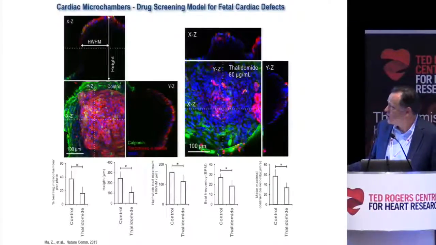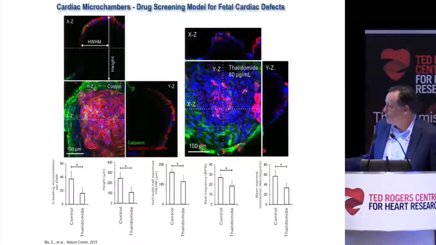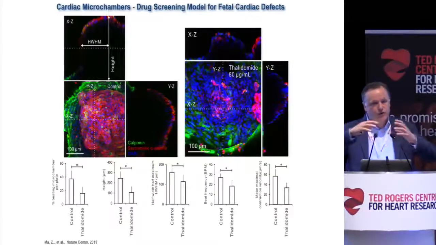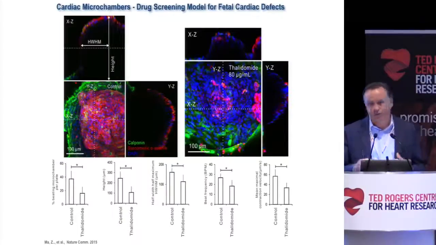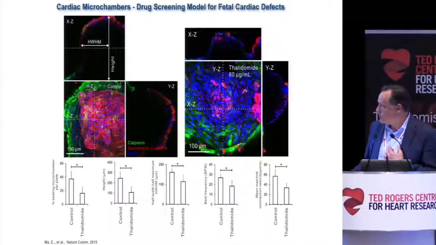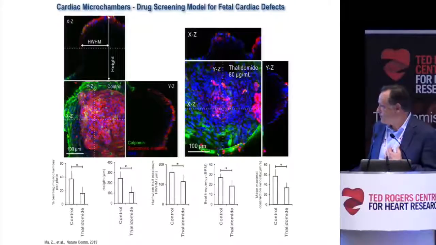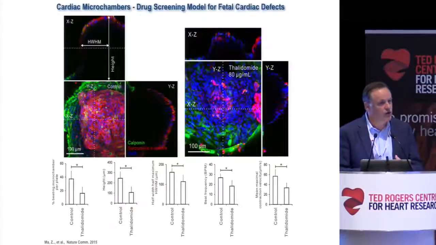And essentially, we can measure things that are geometric properties of the chamber. So its height, and then its half width at half maximum. These are just metrics to try to capture the geometric volume of what's been developed. And you can just see, no matter what we're really looking at in terms of the features, the control compared to the thalidomide exposure, you can see statistical significance in basically the alteration of the chamber.